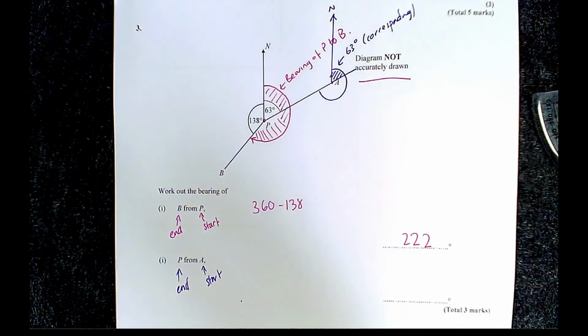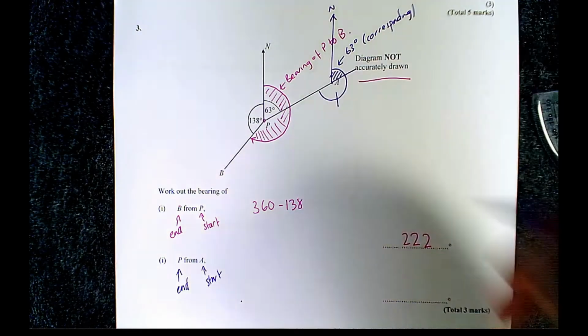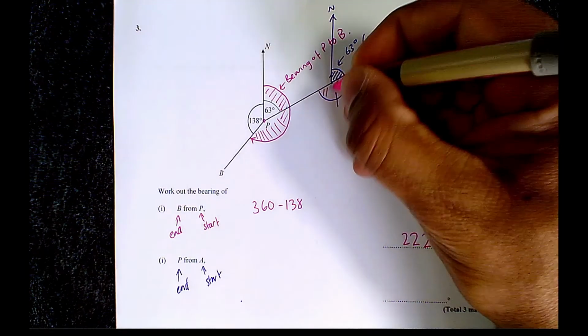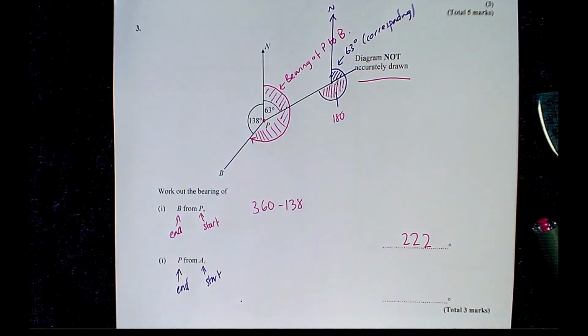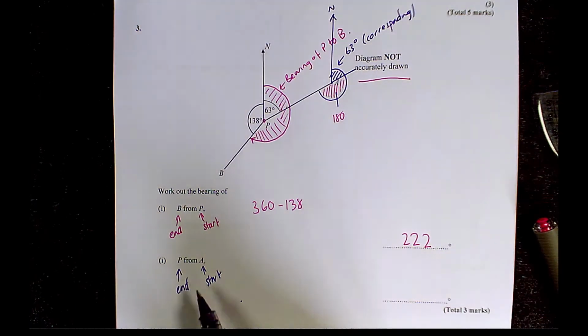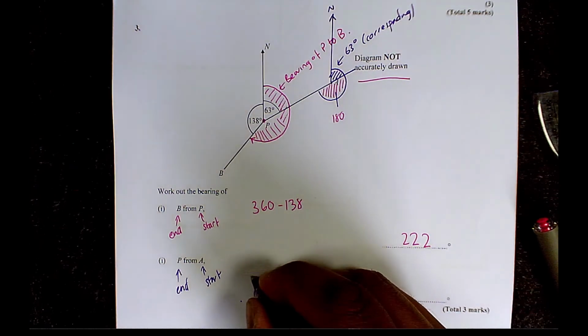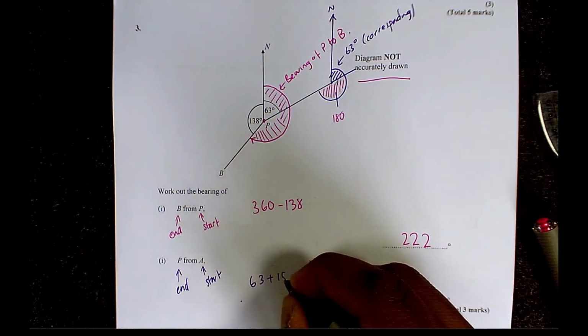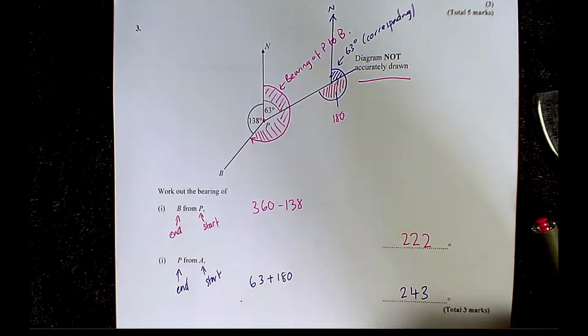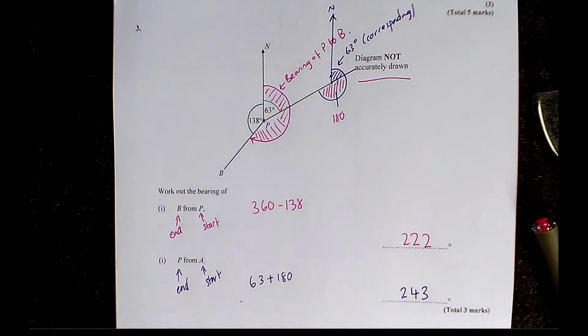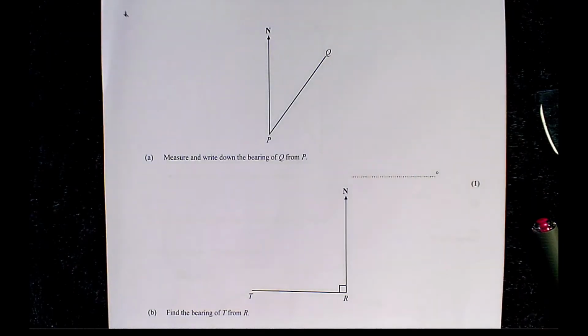from this angle here. Now I know that this part here, if I just highlight that in pink, is going to be 180. So then the bearing of P from A is going to be 63 plus 180, which gives me an answer of 243 degrees.